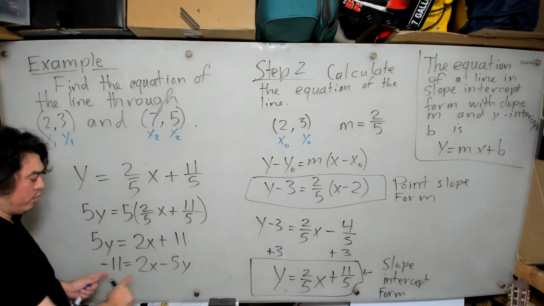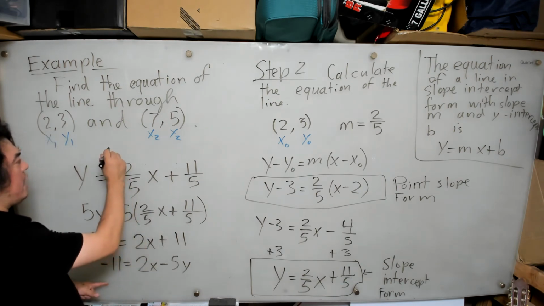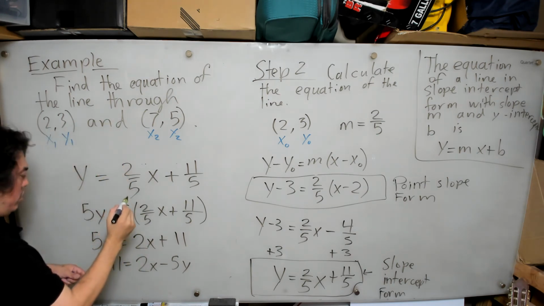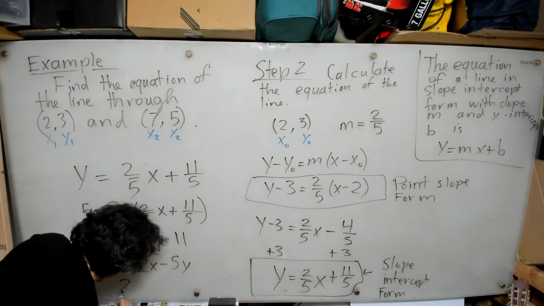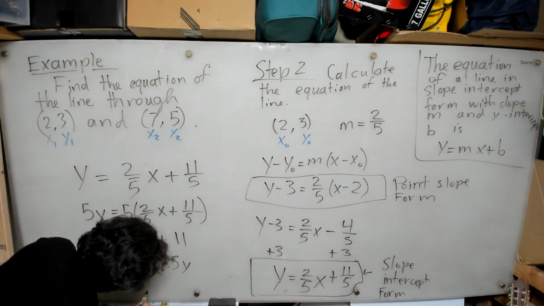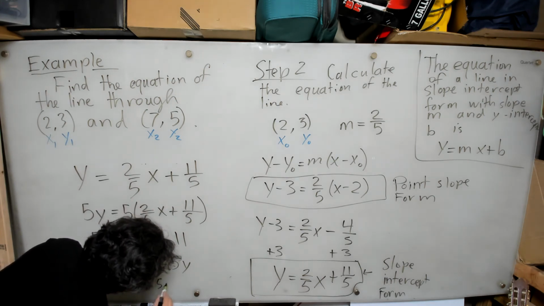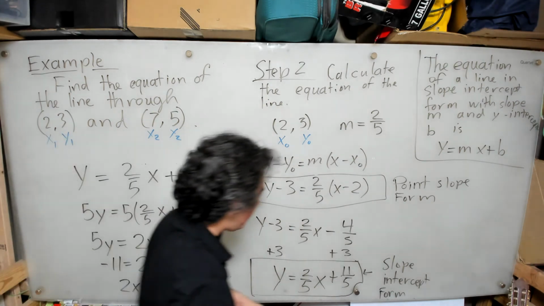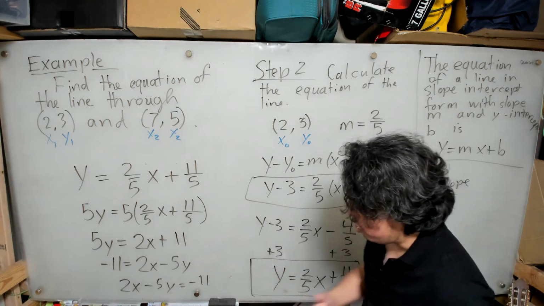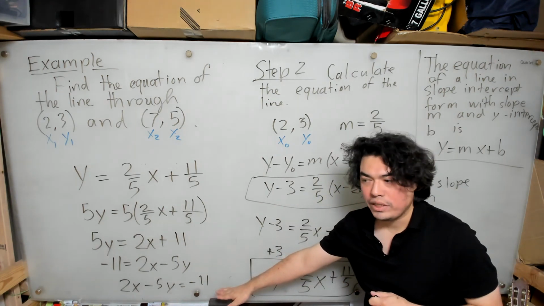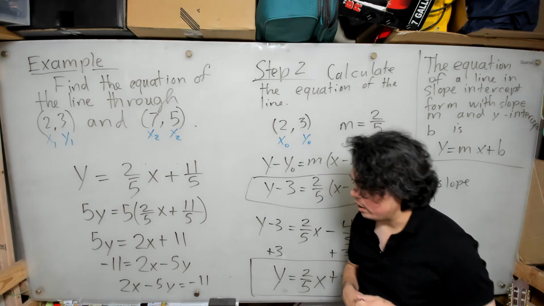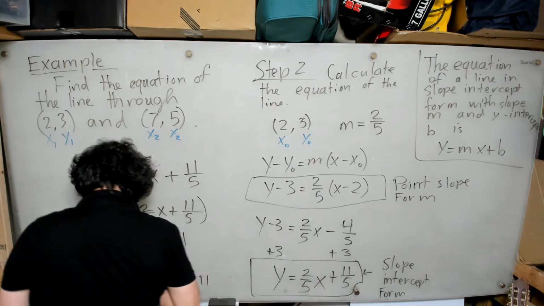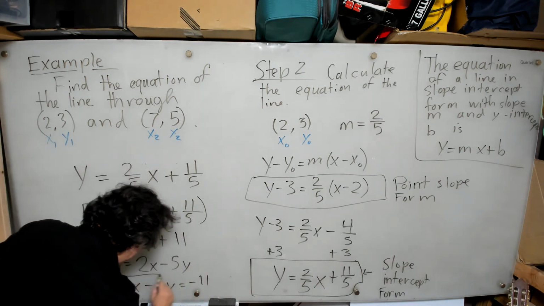And I can just reverse the way it looks, and I get here 2x. Let me write that here. So therefore, 2x minus 5y equals negative 11. And that finally is our line equation that goes through these 2 points in standard form. So this is our standard form. Let me put this in a little box here so that we can celebrate.